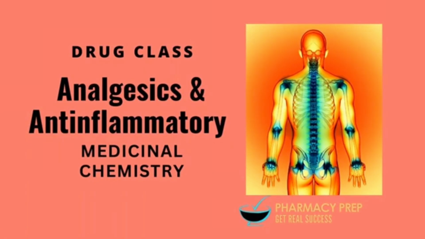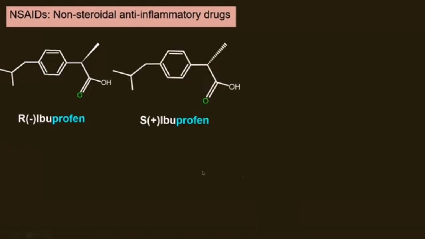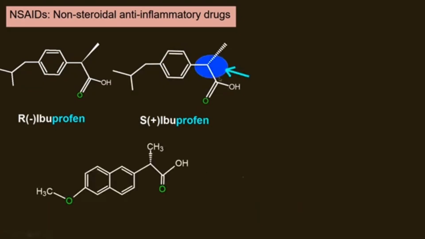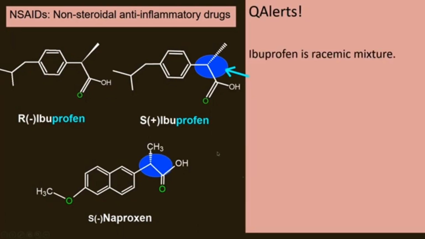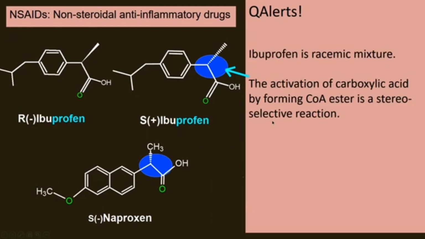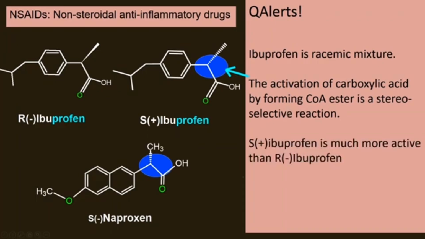So next, we have analgesic and anti-inflammatory drug classes that include NSAIDs, which is a major class of drug. Among them, the most popular ones are brufen. Brufen is a racemic mixture, which is S-brufen and R-brufen, whereas naproxen, which has a long half-life, is a pure S-naproxen. So in case of brufen, you have to know one thing. Brufen is a racemic mixture. However, activation of carboxylic acid here is a stereoselective reaction. What that means is S-brufen is much more active than R-brufen, whereas naproxen is an S-selective enantiomer.